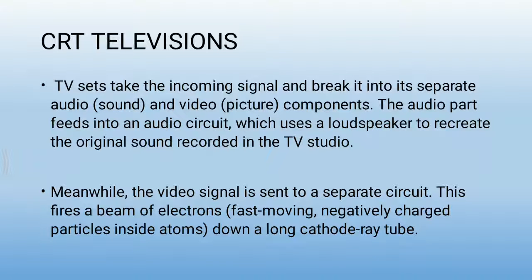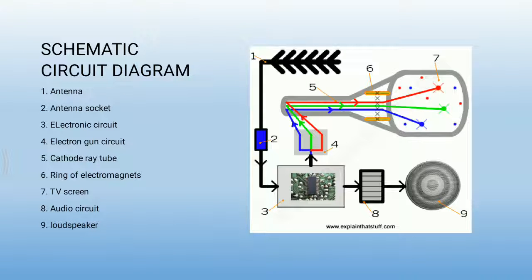What does a cathode ray tube television do? It takes an incoming signal and breaks it into separate audio and video components. The audio part is fed into an audio circuit which uses a loudspeaker to recreate the original sound recorded in the TV studio. Meanwhile, the video signal is sent to a separate circuit connected to an electronic gun, which fires a beam of electrons down a long cathode ray tube. The schematic diagram of the cathode ray tube is explained by my friend Ashish.